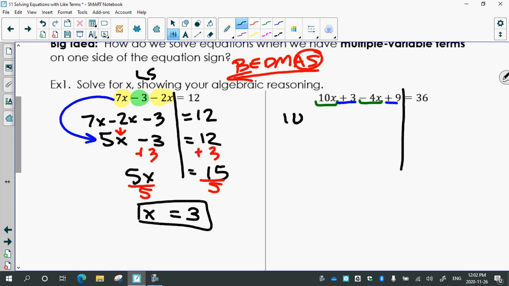We've got 10x plus 9, and those, plus 3, no, my bad, sorry. 10x minus 4x plus 3 plus 9, and then don't forget your other side. That's where my brain was going, to remind you not to forget the other side.